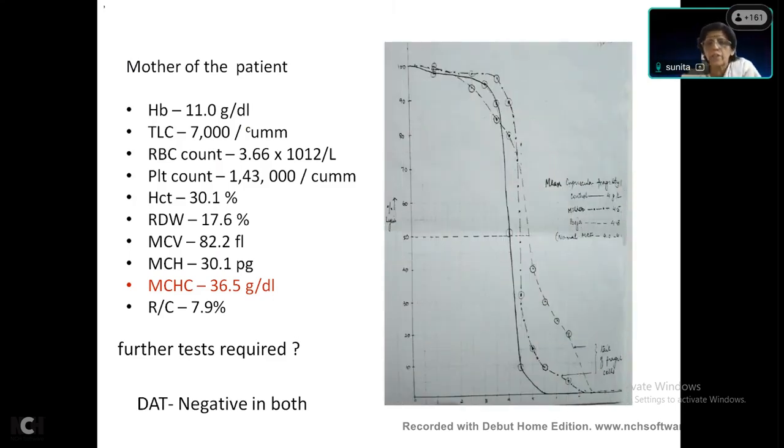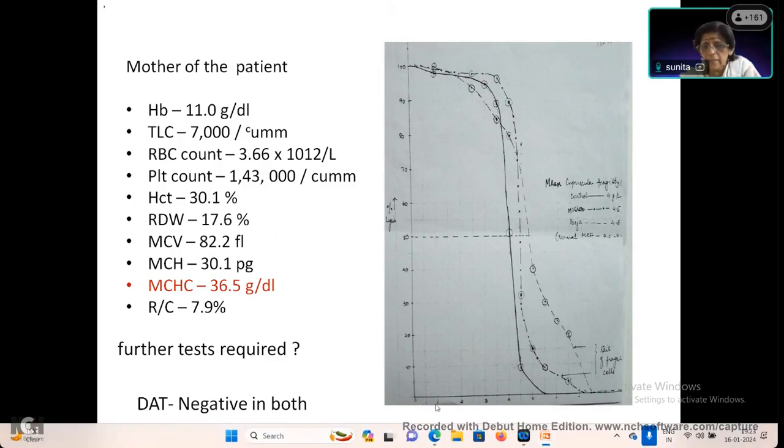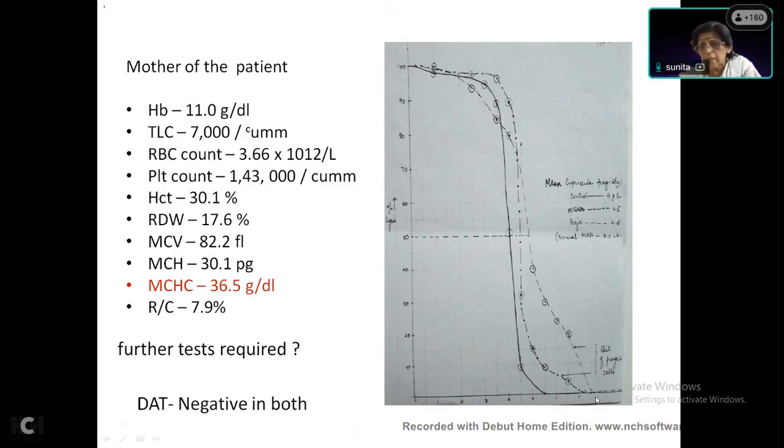This is the osmotic fragility test. Now the basic concept of osmotic fragility is that this is the rising concentration of saline and this is the percentage of hemolysis. If it's a biconcave disc, more water can enter into the cell and it will not rupture. But if it is a spherocyte, it has already become spherical, so a lesser amount of water can enter into the cell. So you can see here the hemolysis starts at this concentration, while in a normal person, the hemolysis starts at this concentration.